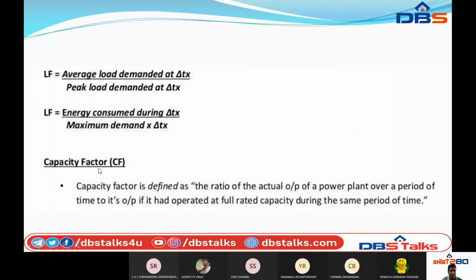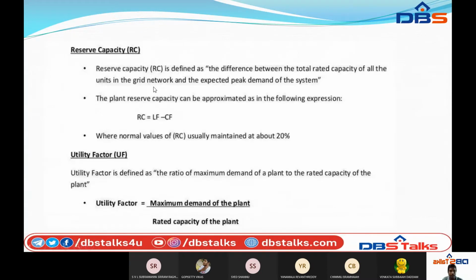Next, the second factor is the capacity factor. Capacity factor is nothing but plant capacity: the actual output of a power plant over a period of time to the output of the plant if it had operated at full rated capacity during the same period of time. Capacity factor or plant capacity factor is the ratio between average load and capacity of the plant.